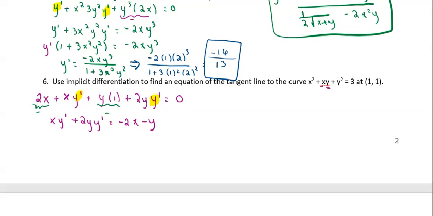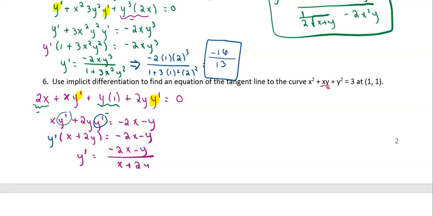We have our y prime right here and right here. So we need to factor that to the front. So y prime times x plus 2y is equaling negative 2x minus y. So if we divide both sides by our x plus 2y, because that's what's being multiplied by the y prime, we get y prime equals negative 2x minus y all over x plus 2y.